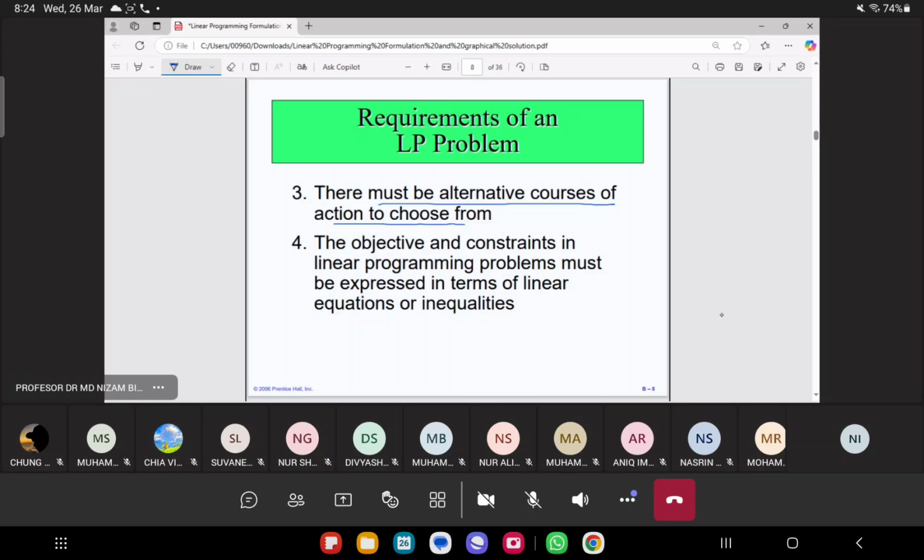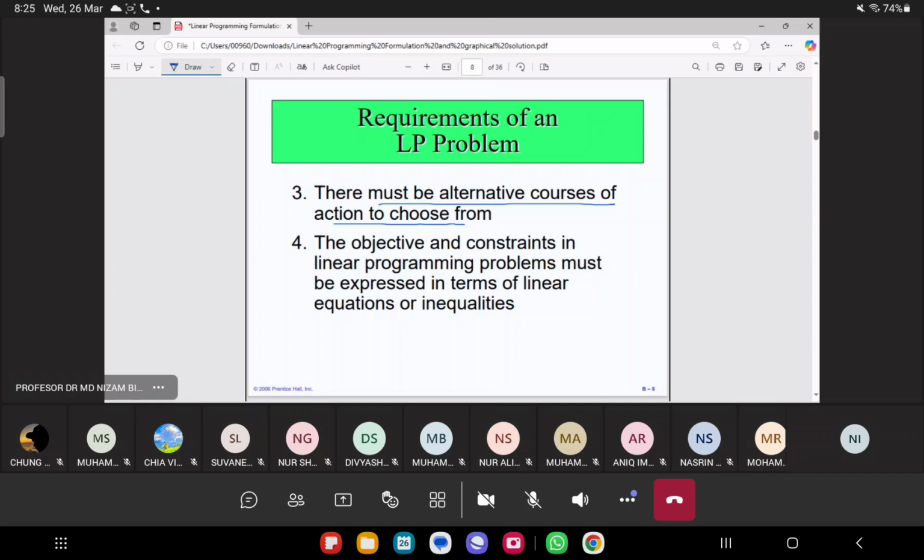And Proton has few models. Let's say it has 5 models. So you have to decide how many units of car you want to make for model A, how many units of car you want to make for model B, so on and so forth. So that is actually the alternative course of action, because Proton can decide to build how many model A, how many model B, how many model C, in order to maximize the profit, right?